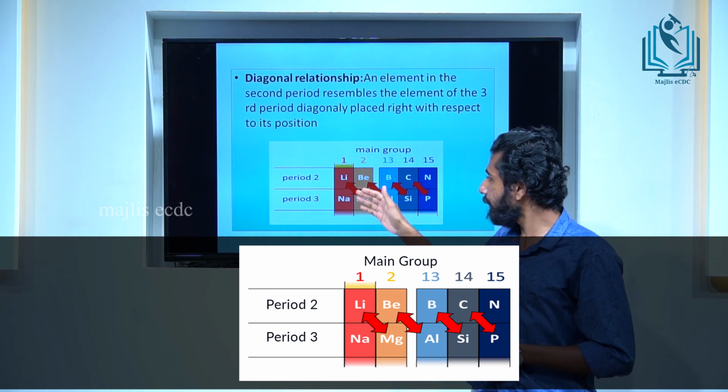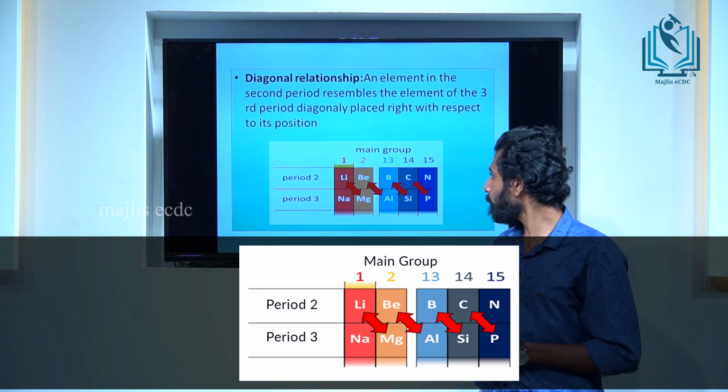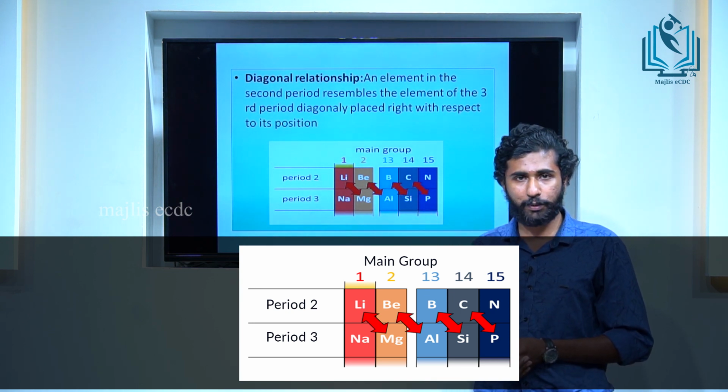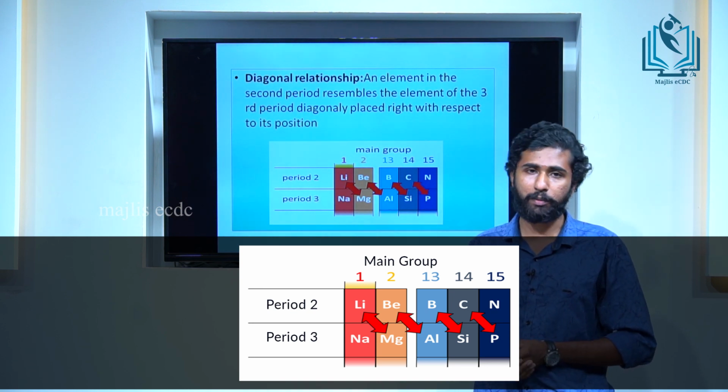Apart from lithium and magnesium, we have other examples too. Beryllium and aluminum show a diagonal relationship, boron and silicon show a diagonal relationship, carbon and phosphorus show a diagonal relationship, and so on. We have a lot more examples.